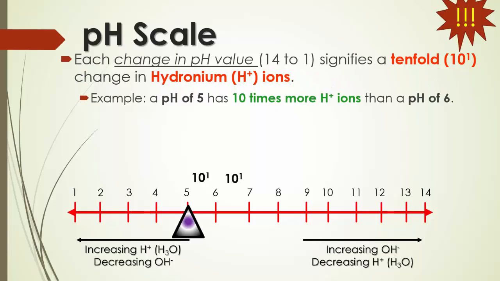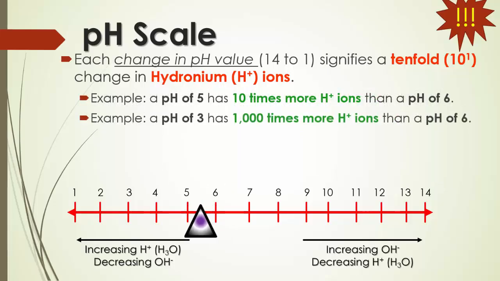So an example of what we just showed you is going from 6 to 5, we've increased the hydrogen ion by 10 times the hydrogen ions that was in 6. Moving from 6 to 3, because you're going down 3 different pH levels, that means 10 times 10 times 10, 1,000 times greater in the hydrogen ion.